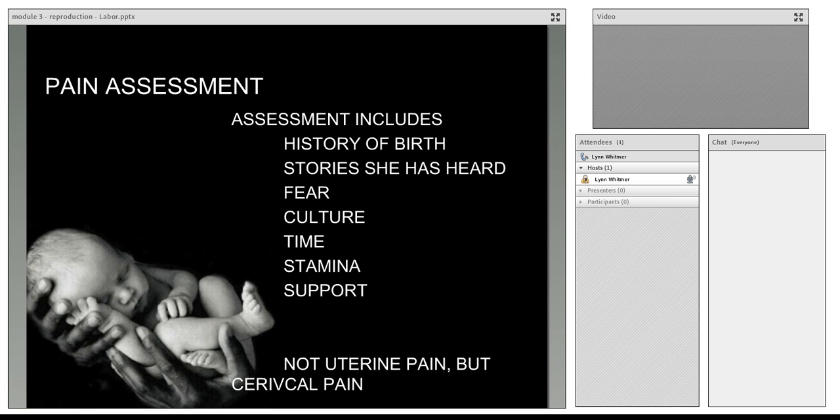So we need to assess her pain in a multidimensional way, not just asking her what the number is, but look at a lot of other pieces.